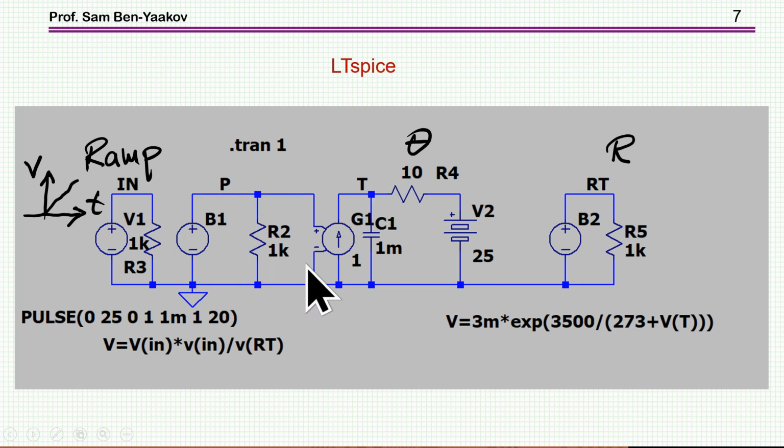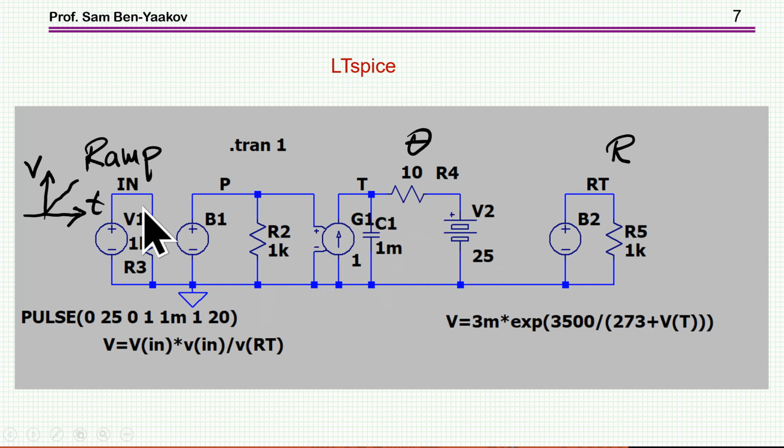And now I'm translating it into a current. This is the thermal equivalent circuit. Current source, this is the power. This is the thermal capacitance. This is the thermal resistance. And this is ambient temperature, which is 25.